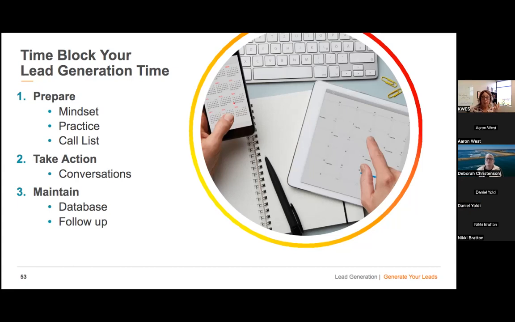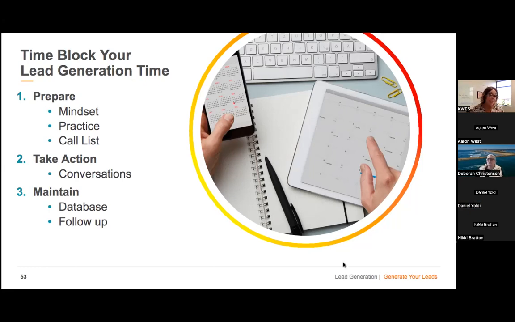How many conversations are you having so that you know what your numbers are? Hey, I want to get 2 appointments. So it looks like I have to make 100 calls and I have to have 30 conversations to get 2 appointments. Pretty soon as you track that, you'll know what your numbers are and you'll know what you need to do on a consistent basis.